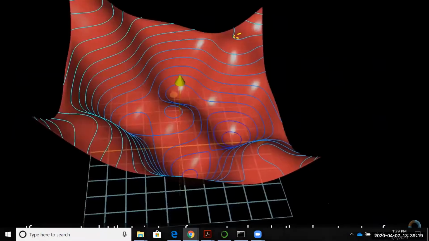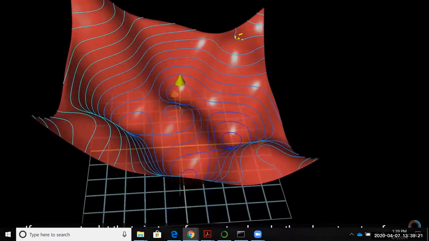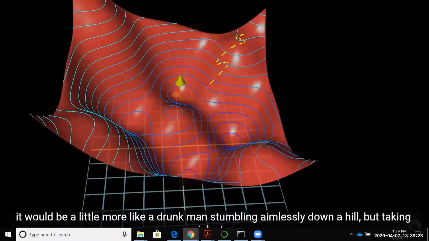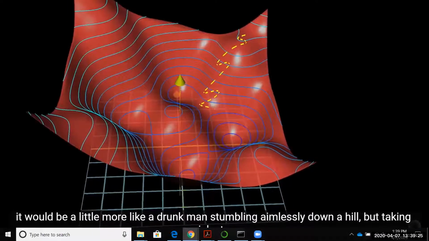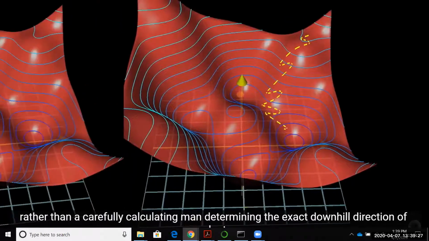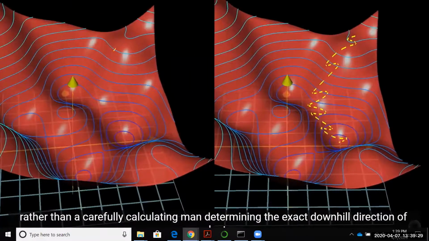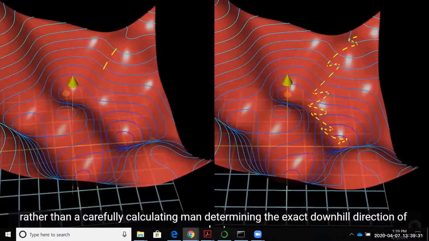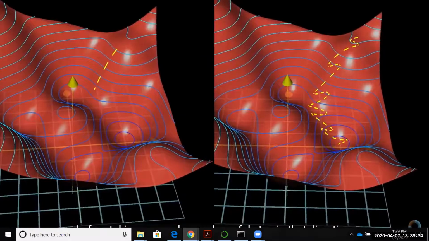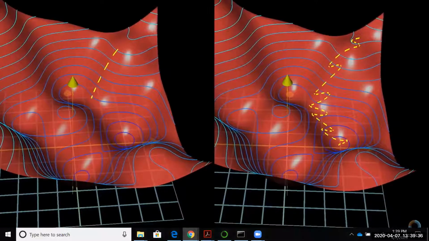If you were to plot the trajectory of your network under the relevant cost surface, it would be a little more like a drunk man stumbling aimlessly down a hill, but taking quick steps, rather than a carefully calculating man determining the exact downhill direction of each step before taking a very slow and careful step in that direction. This technique is referred to as stochastic gradient descent.